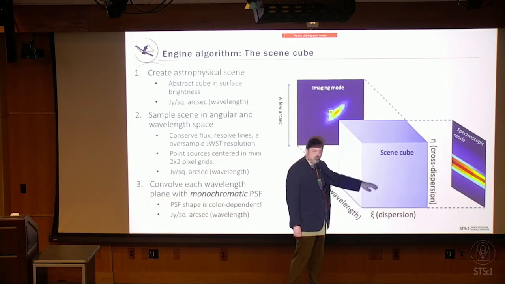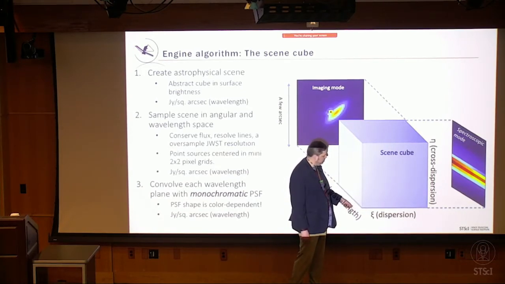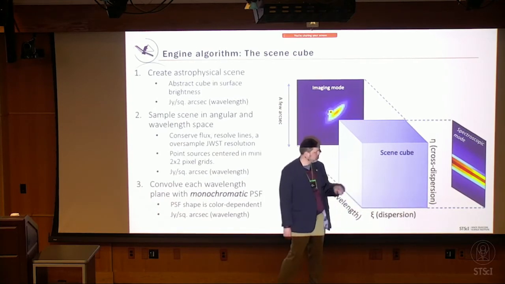If it's an image, it's obvious, it's just in arc seconds. If you're interested in spectroscopy, there may be a preferred axis here along which you disperse a spectrum. So you can also think of them as dispersion and cross dispersion.